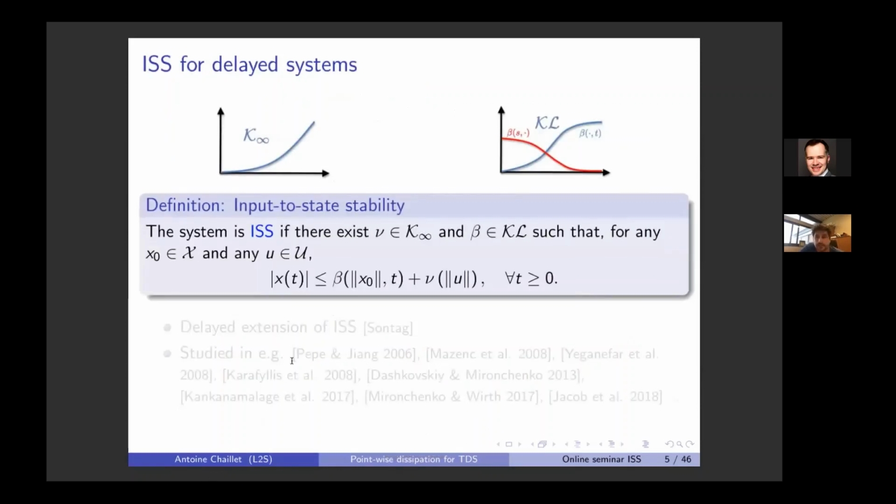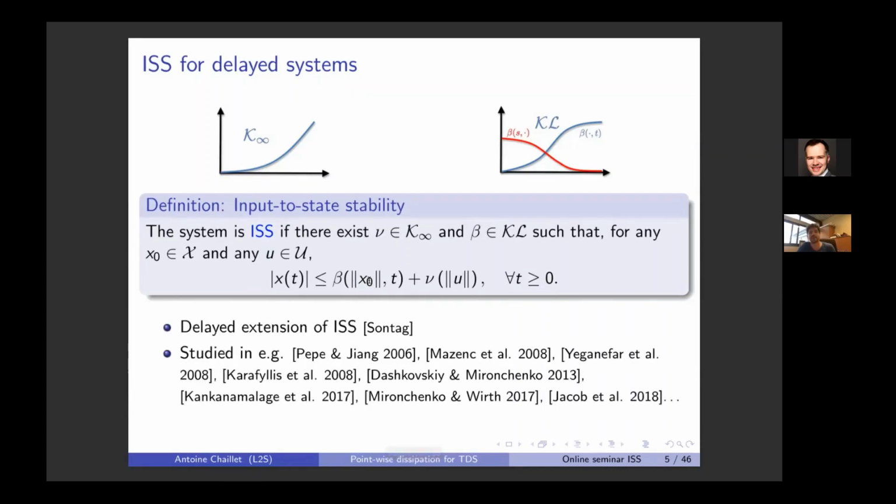So ISS, I'm sure that now people get to know this concept, but in a time delay context, this is defined like this, very similar to notions we have seen in previous seminars. So the solution's norm has to be bounded by a decaying term of the initial state, the KL function here, plus a K-infinity term of the input magnitude. So the only difference with the finite dimensional case is the fact that the initial state is no longer a point in R^n, but a segment. So it's really a straightforward extension of the ISS according to Sontag. And it's been studied quite a while now in a time delay context. I give you a list of example references dealing with this aspect.